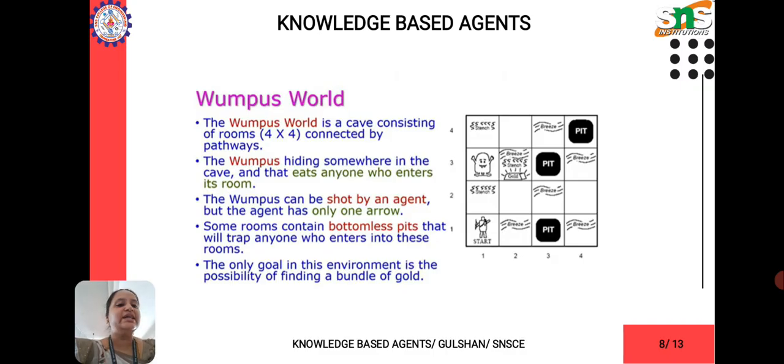Now you have different steps involved with this Wumpus world. First, the Wumpus will hide somewhere and eat anyone who enters the room. That is, whenever the agent goes there, it will eat the agent. The agent has only one arrow to shoot the Wumpus. Some rooms will have a bottomless pit. Whenever an agent enters a pit, he or she will fall down. Now what is the goal? The only goal in this environment is the possibility of finding a bundle of gold.